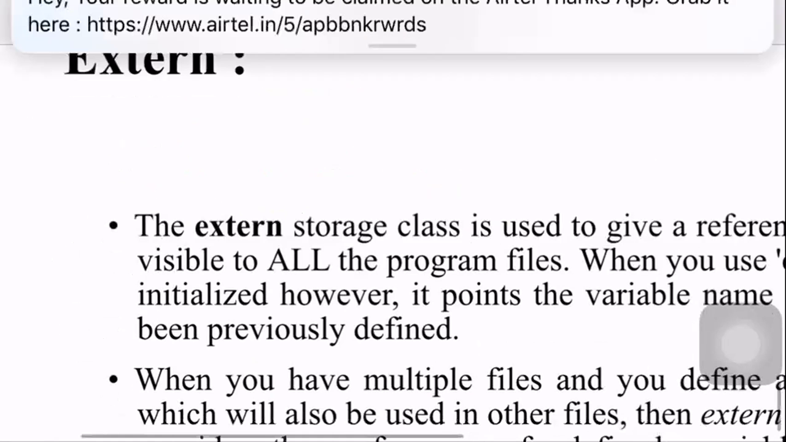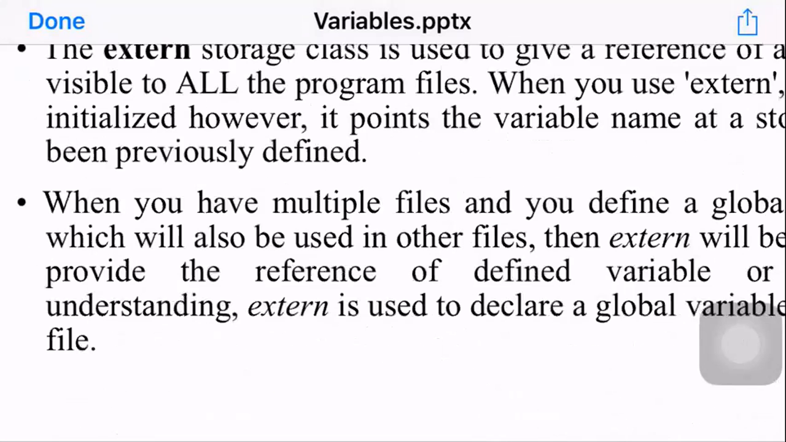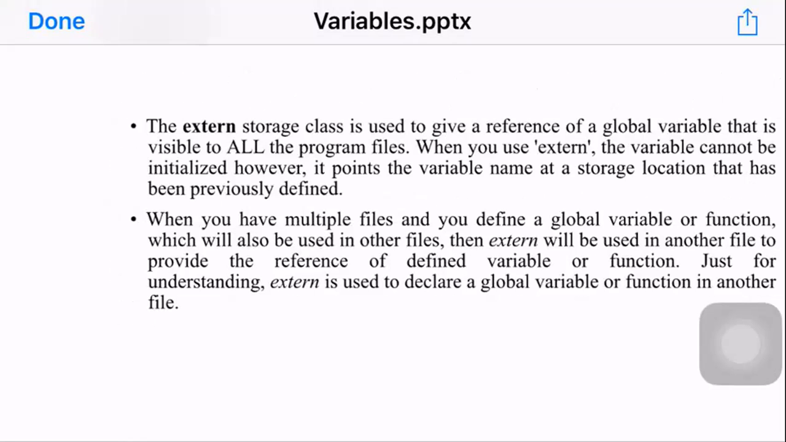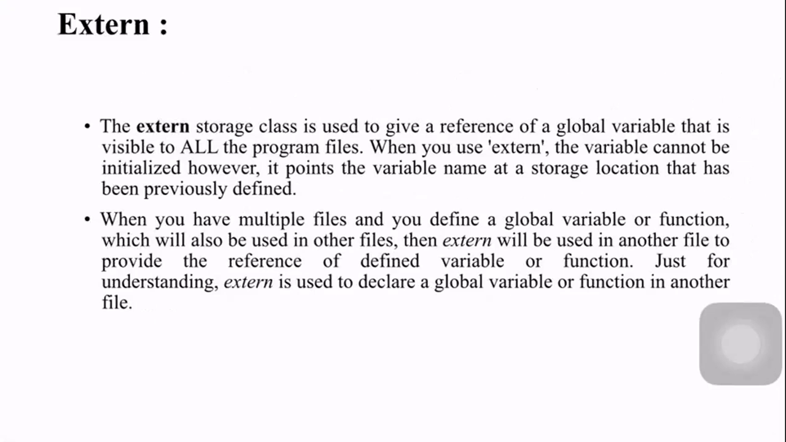As I mentioned before, when you have multiple files and you define a global variable or a function which will also be used in other files, then extern is used in another file to provide the reference of the defined variable or function. First we declare void extern storage class, so we can share a global variable or function across multiple files.